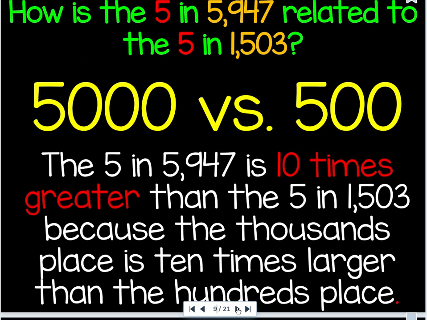How is the 5 in 5,947 related to the 5 in 1,503? Well, the first thing I'm going to do is determine the value of the 5 in each place. I know that the value of a 5 in the thousands place is 5,000. I know that the value of a 5 in the hundreds place is 500. So this is really 5,000 versus 500. That means that the 5 in 5,947 is 10 times greater than the 5 in 1,503 because the thousands place is 10 times larger than the hundreds place.